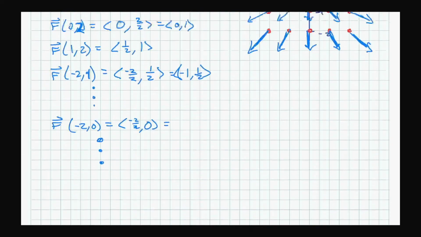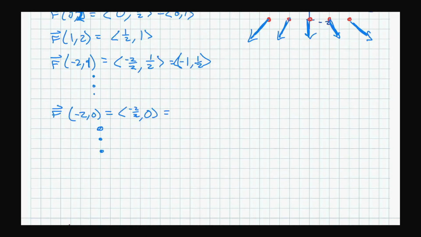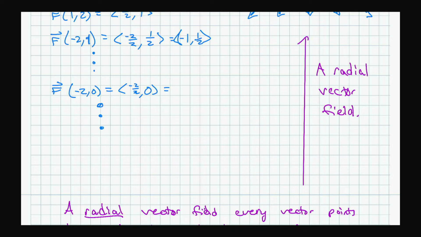So the one that we just plotted was a radial field. Every one of these vectors points straight away from 0, 0, right? Straight away, all the way around. That's called a radial vector field. So this was a radial vector field. Okay, so that's just kind of a note.